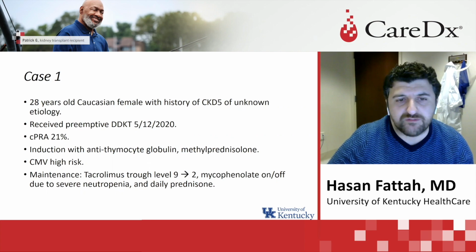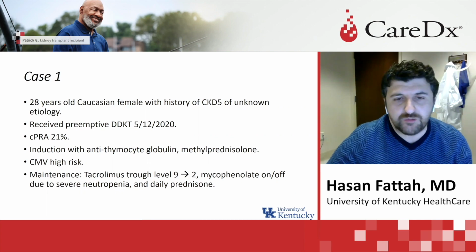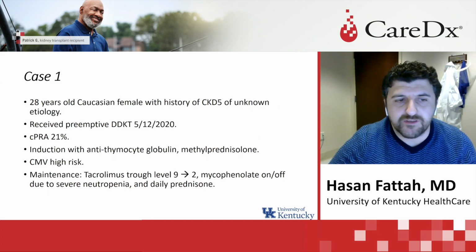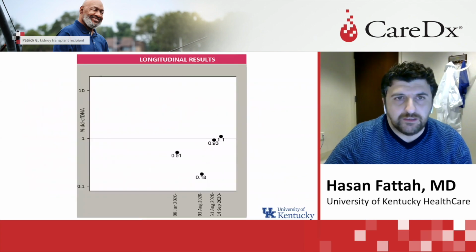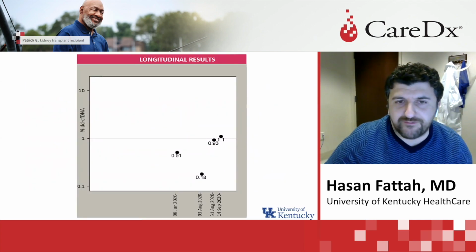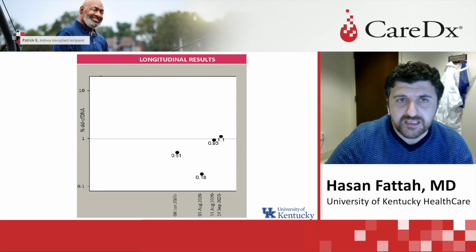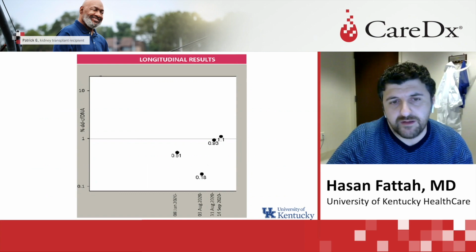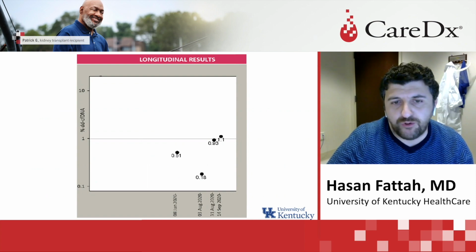Trough level in her case was fluctuating from 2 to 9. She was on and off CELCEP due to severe neutropenia. We do follow up every patient after transplant with a series of AlloSure following transplant. In her case, this is her results from baseline of 0.18. Our second test showed significant rise in her AlloSure from 0.18 to 0.9%.